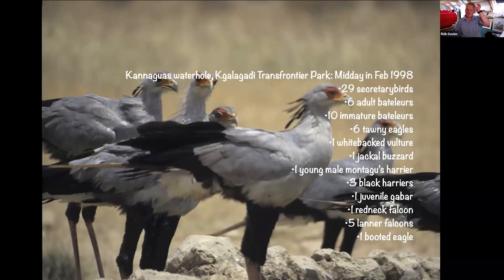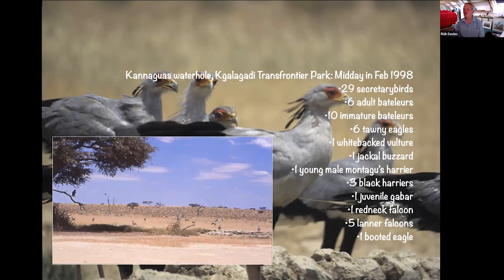A favorite place of mine is the Kalahari. And this was an extraordinary event that I witnessed in 1998. I was at Kanahuas Waterhole in the park. And over one midday period, I counted 29 secretary birds, 6 adult battlers, 10 immature battlers, 6 tawny eagles, 1 white-backed vulture, 1 jackal buzzard, 1 young male Montagu's harrier, 3 black harriers, 1 juvenile gabar goshawk, 1 red-necked falcon, 5 lanner falcons, and a booted eagle, all around one tree over one midday period.